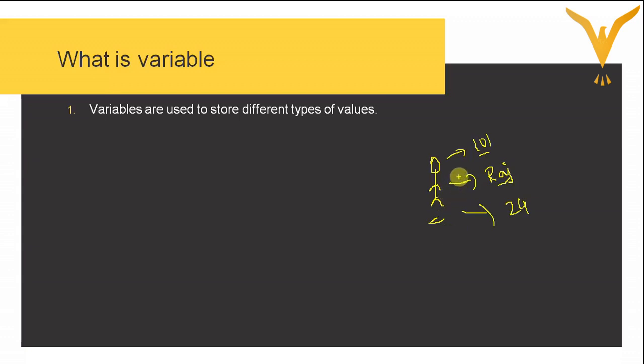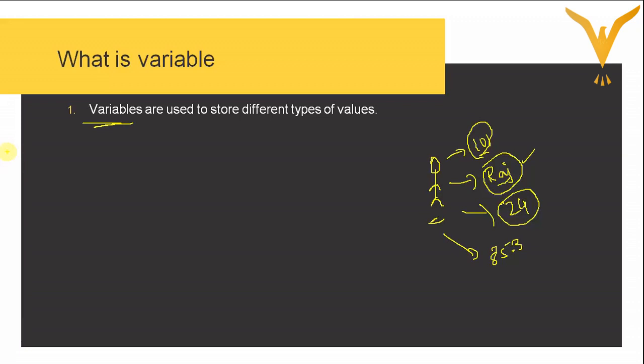If I want to create a program in which I want to store these values, then in order to store them, I want to use one concept called variables. So what exactly is a variable and why is it used? Variables are used to store different types of values. You can store numbers, names, and floating point values, such as his aggregate, 85.3. So you can store any type of value in a variable.